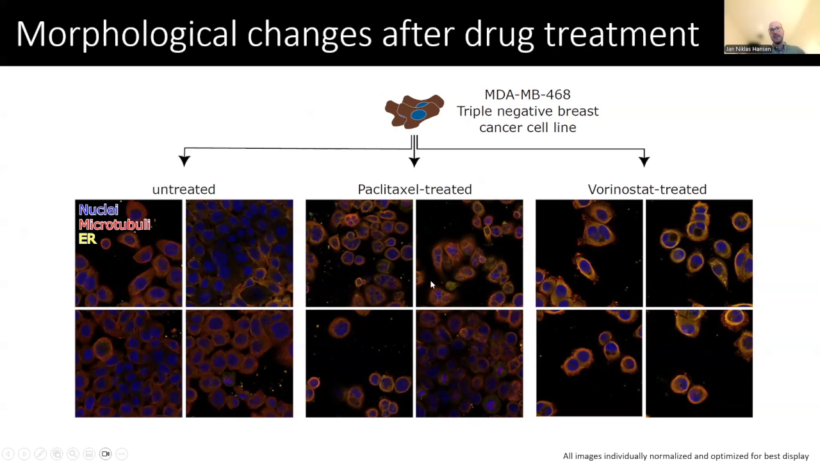For example, in paclitaxel treated cells, we see much more multinucleation, which relates to the fact that this is a microtubule stabilizer. Whereas in vorinostat cells, the cells seem to get a little bit bigger, and you can see a little bit more membrane ruffling here at the edges.